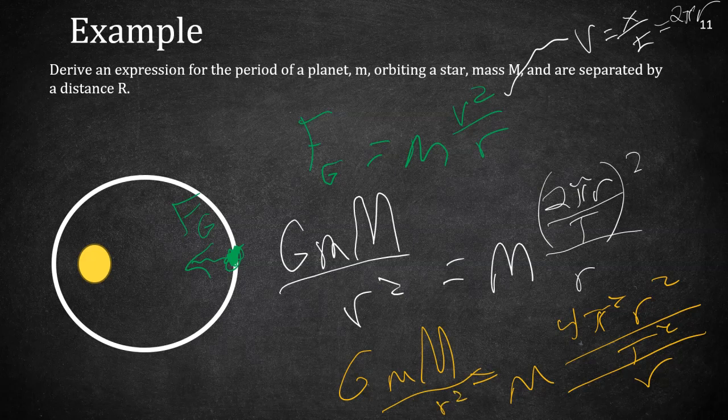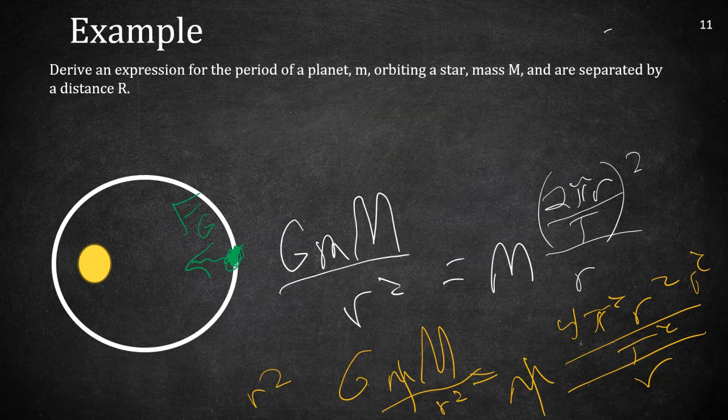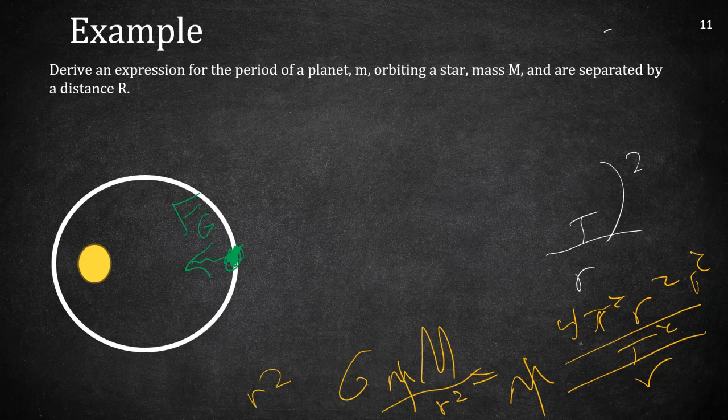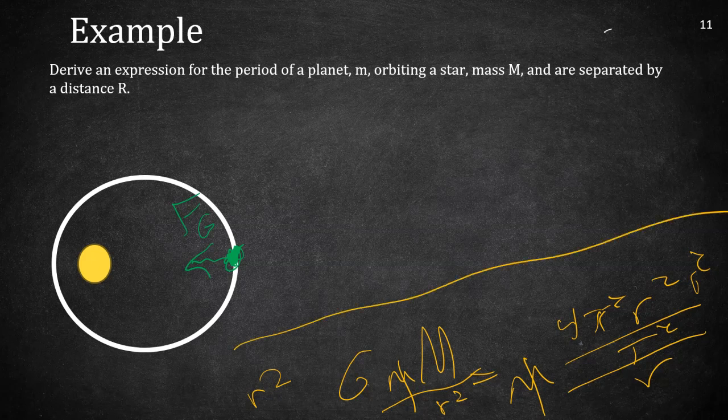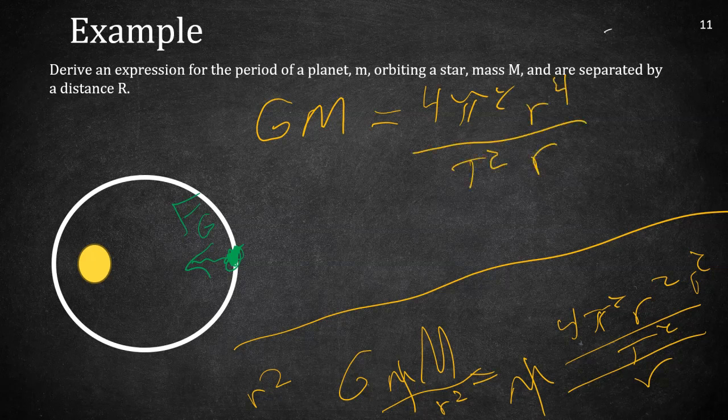The little m's will cancel out on each side. We have r squared on the left side, so I'll multiply r squared to r squared. And then I'll erase and bring the problem up here. If you're following along, hopefully you've got extra sheets of paper. Right. So that's the old piece here. On the left, G times big M equals 4 pi squared times r to the 4th divided by t squared times r.